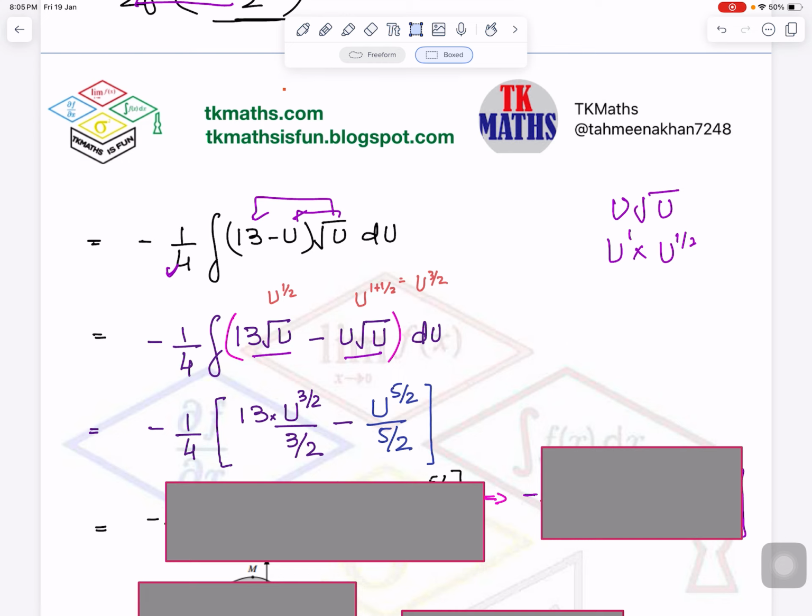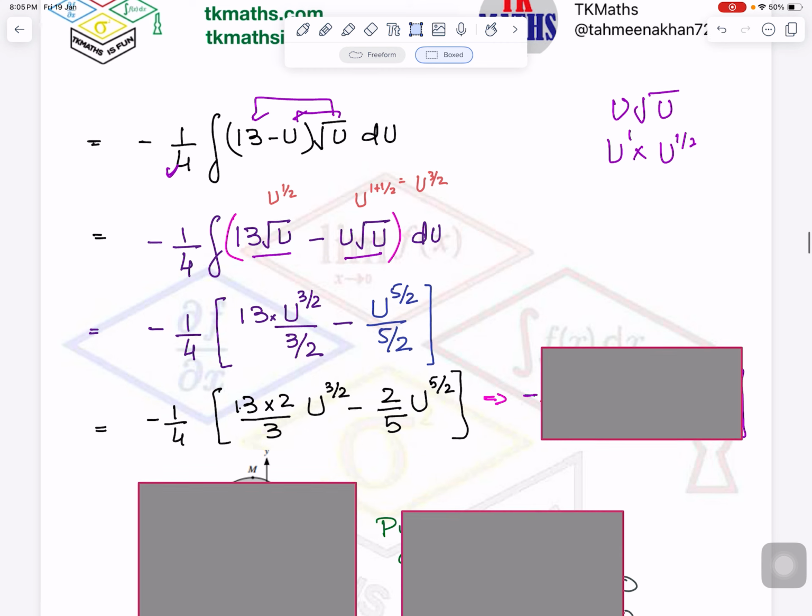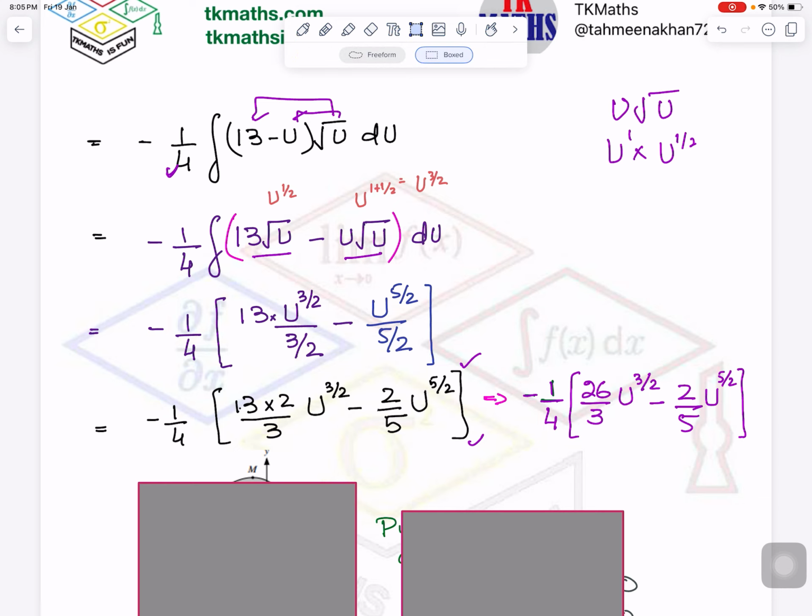This integration you have learned already in P1, you know this thing. Now, after this, you see there were limits. We have to find those limits so that we can apply those limits here. So after simplifying, I have further simplified here. So this is a perfect simplified form. I hope this is easy and you know it.